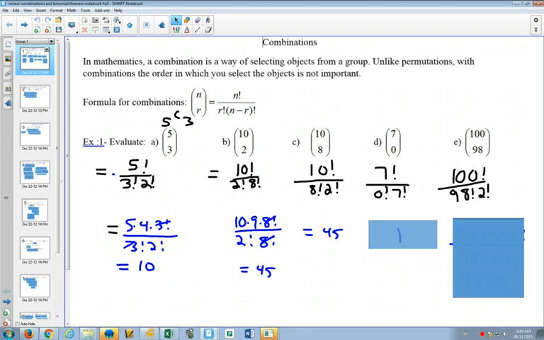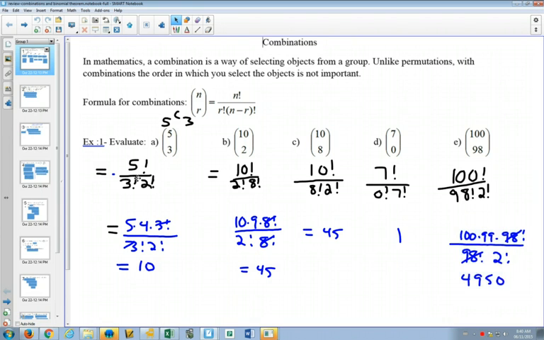7 choose 0. Well, 0 factorial by definition is equal to 1, and the 7 factorials will cancel out. And this one is basically, you can even think of it, you have 7 items, you choose none of them. How many ways can you do that? 1 way, you don't choose any of them. And finally, expanding that last one till 98 factorial, then dividing. This will be 9900 divided by 2, 4950.